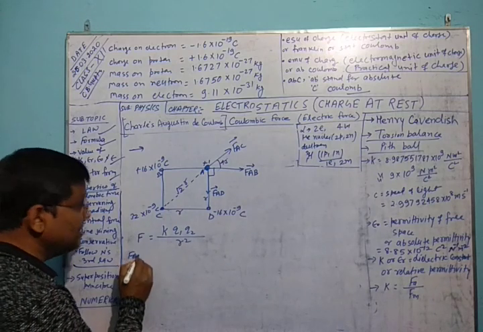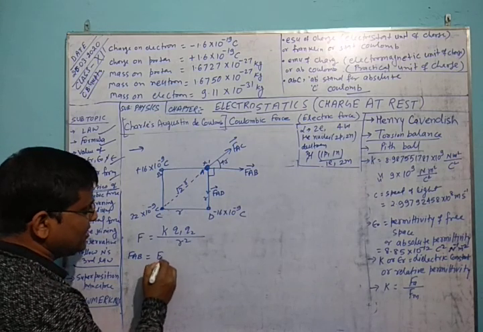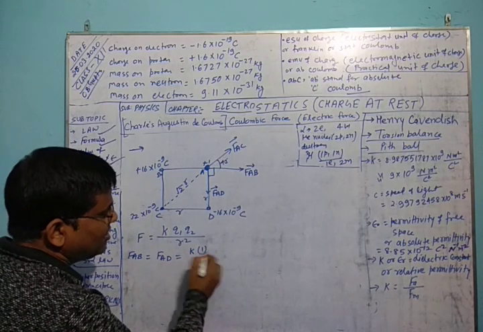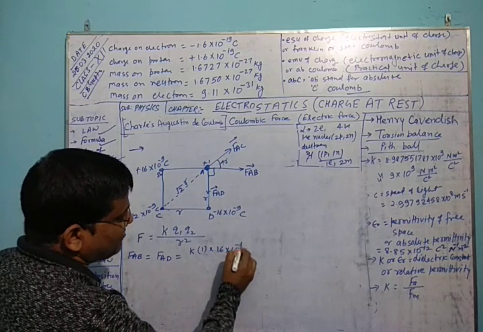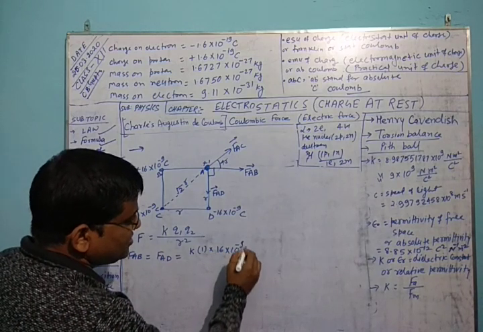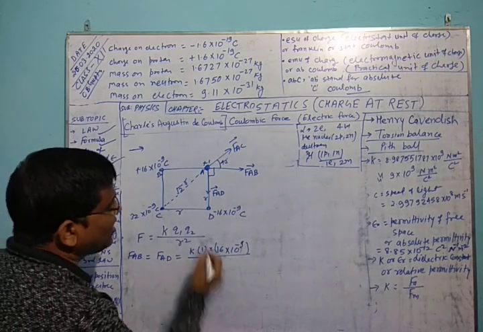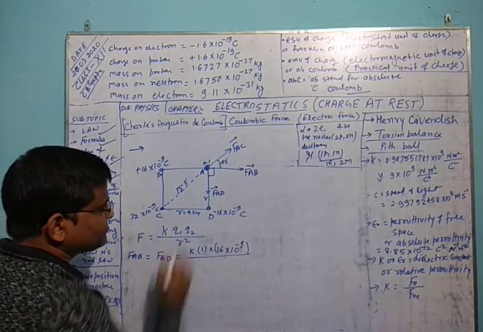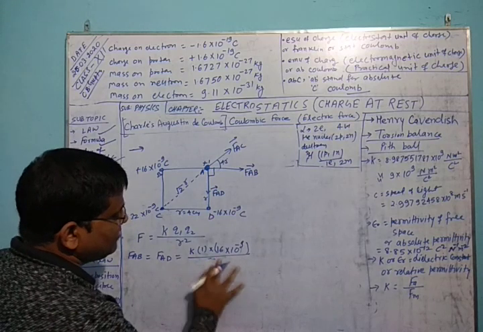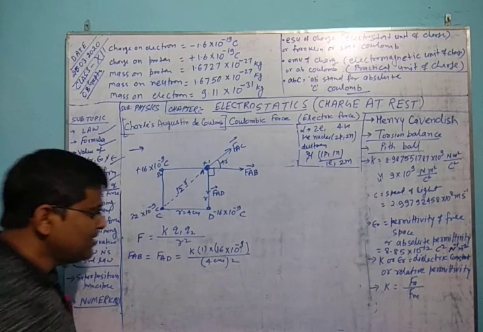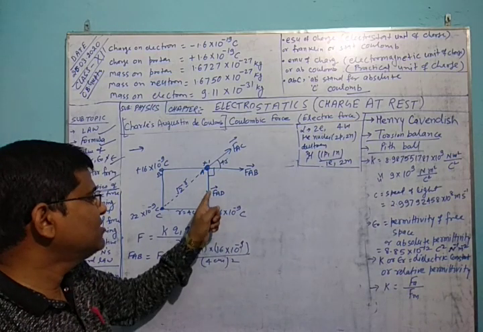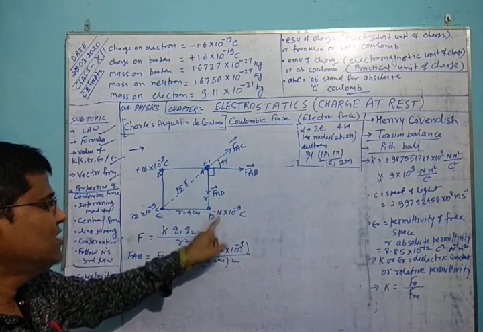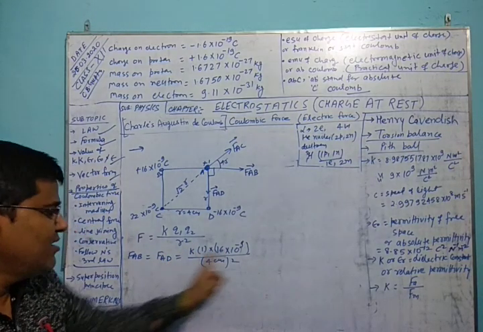It means force AB is equal to k Q1 Q2 by r square. Q1 is 1, and Q2 is 16 into 10 to the power minus 9. And r square, according to the question, is I think 4 centimeter, so 4 centimeter square. One thing: here we consider only magnitude. The negative sign is for the direction of force, and I am considering the direction due to the negative charge, so I am not using the negative value here.